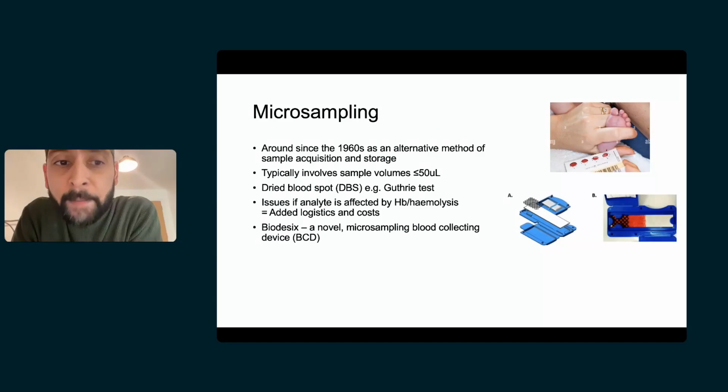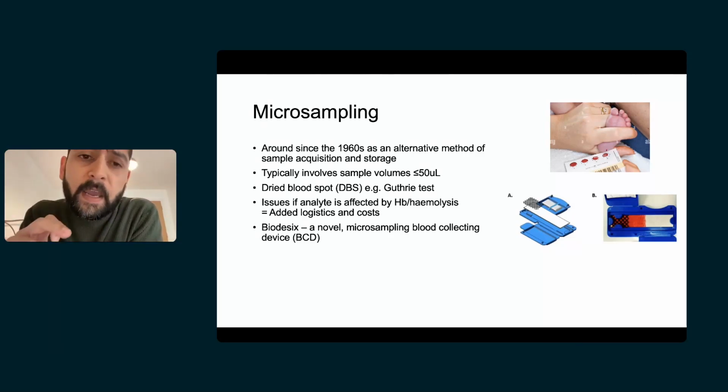Now, these dried blood spots are great if the analyte that we're looking at is not affected by hemoglobin concentration or hemolysis. But if these two factors in particular do affect the analyte that we're looking for, there's a need for added logistics and associated costs. So what you need to do then is you need to spin the sample of blood round, and the supernatant thereby needs to be stored in -20 or -80. And like I said, these are associated additional logistics and costs.